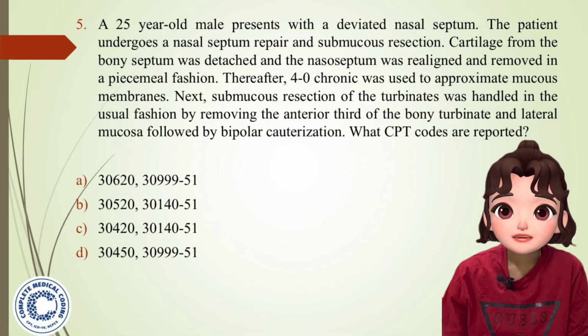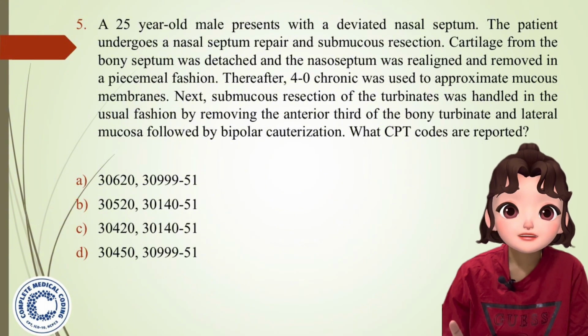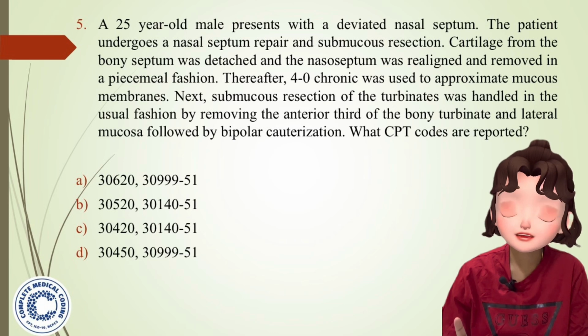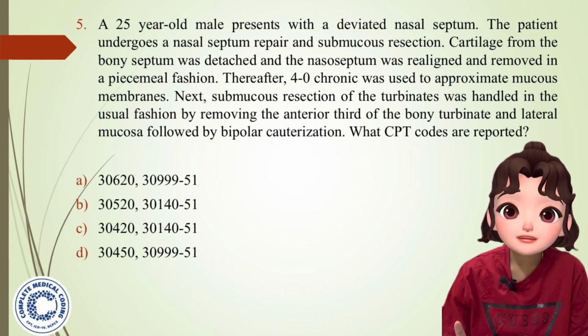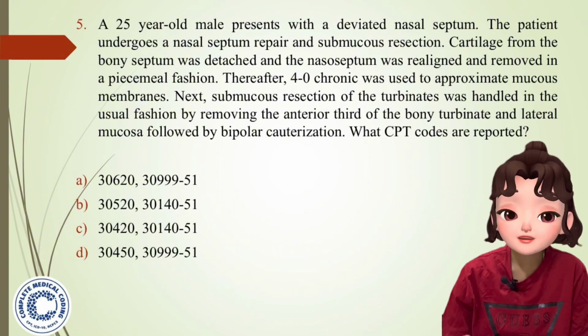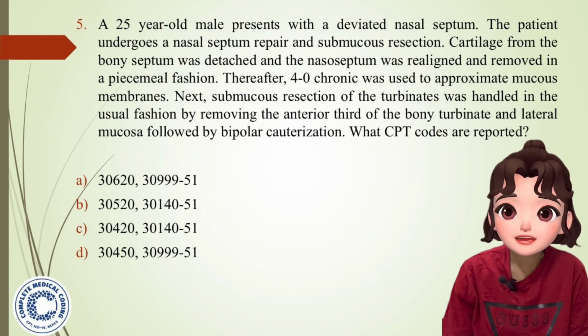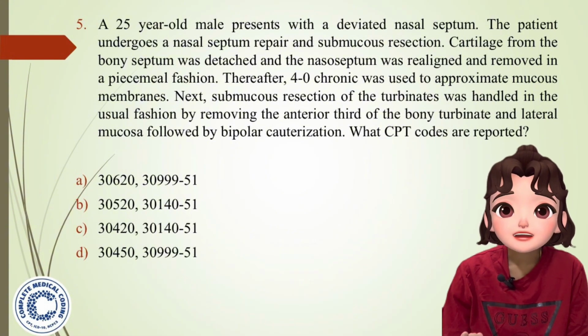Now moving to the fifth question. A 25-year-old male presents with a deviated nasal septum. The patient undergoes a nasal septum repair and submucous resection. So that is the procedure carried out here. As I told you in the previous video, whenever you are going for examination, mark it, underline it with a pencil. While reading itself, you need to underline, to save time.